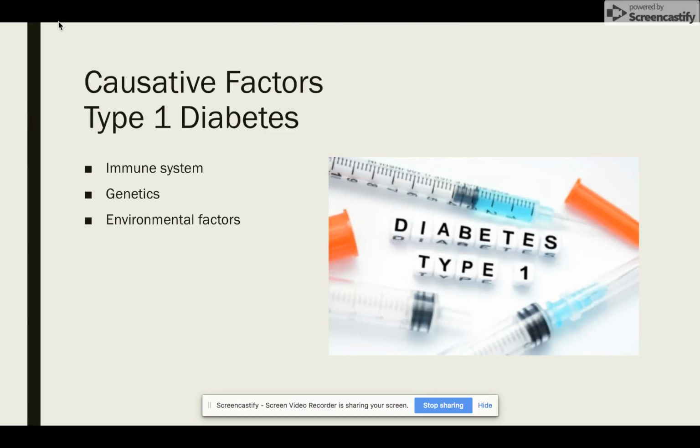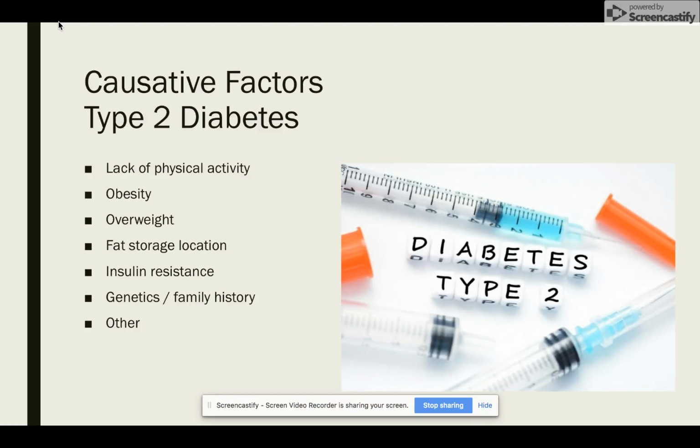So the causative factors, for the purposes of this presentation, I divided between type 1 and type 2 diabetes. Causes for type 1 diabetes: the immune system basically attacks and destroys the insulin producing beta cells of the pancreas. You also have genetic and environmental factors, like a virus that could trigger the disease. Causative factors for type 2 diabetes: this is more of a developed disease.